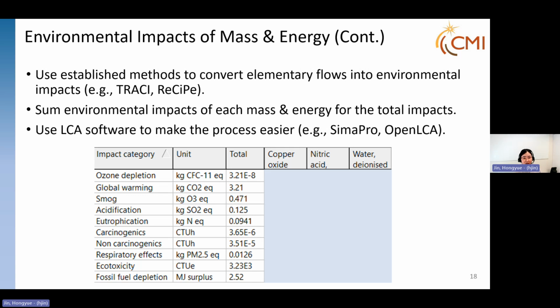The table here shows one example for the copper nitrate example. So we can convert the thousands of substances or elementary flows from our modeling into 10 impact categories of the EPA's TRACI method, including global warming. And then we can see the contribution of each input to this total impact. Again, this data is redacted for the license agreement.